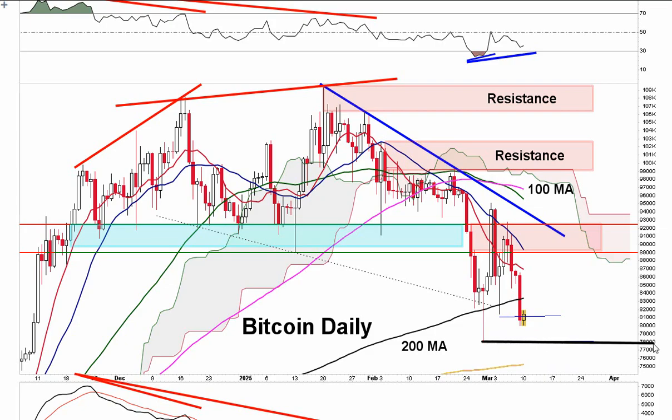Our low here was 78,000. We may breach that level briefly and then turn right back up. But again, you've got the divergences going on here. Let's look at the MACD.